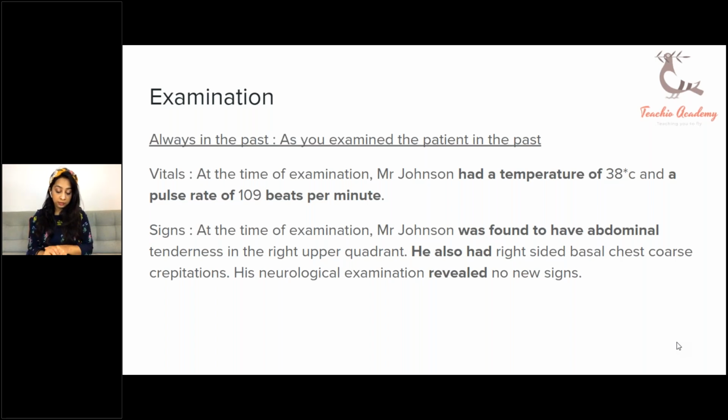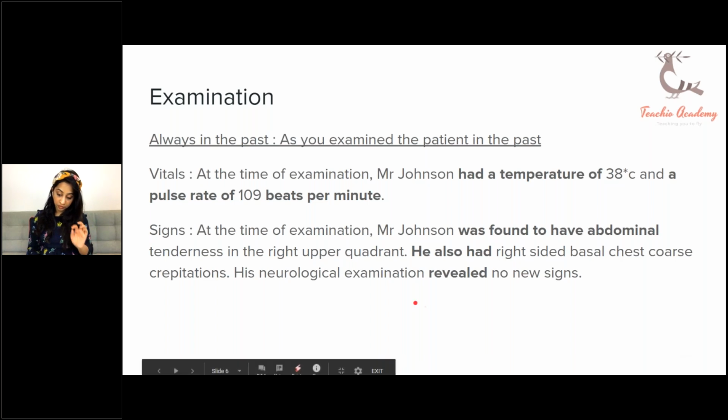very good. Signs. When you're talking about signs, you always use a passive voice. You never write, I found the patient to have abdominal tenderness, or I examined the patient. You always write a passive voice. You can go back to our lectures on our YouTube channel for the difference between active and passive voice.